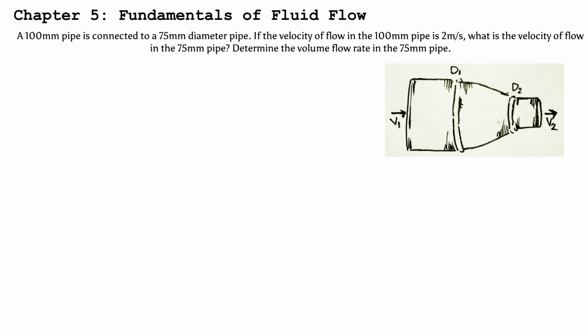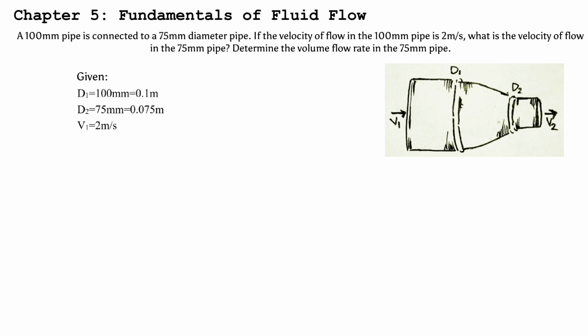First, let's put down all the given values. Diameter 1 is 100 mm, diameter 2 is 75 mm, and V1, or velocity, is 2 meters per second. First, we need to find the velocity of flow in the 75 mm pipe. Given in the question that a 100 mm diameter pipe is connected to a 75 mm diameter pipe, we can use the continuity equation to relate the velocities in the two pipes.